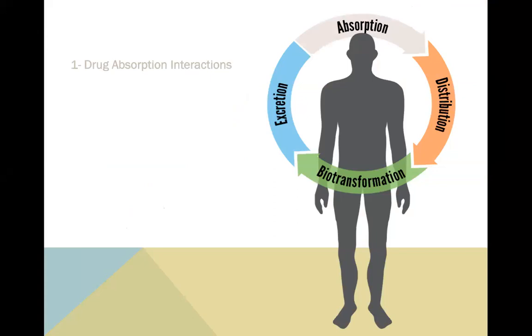Drug absorption interactions can involve two drugs or a drug and a food product. When administered together, these interactions limit the ability of the drug to cross the mucous membranes in the stomach and the small intestines, eventually reducing its blood levels and effectiveness.